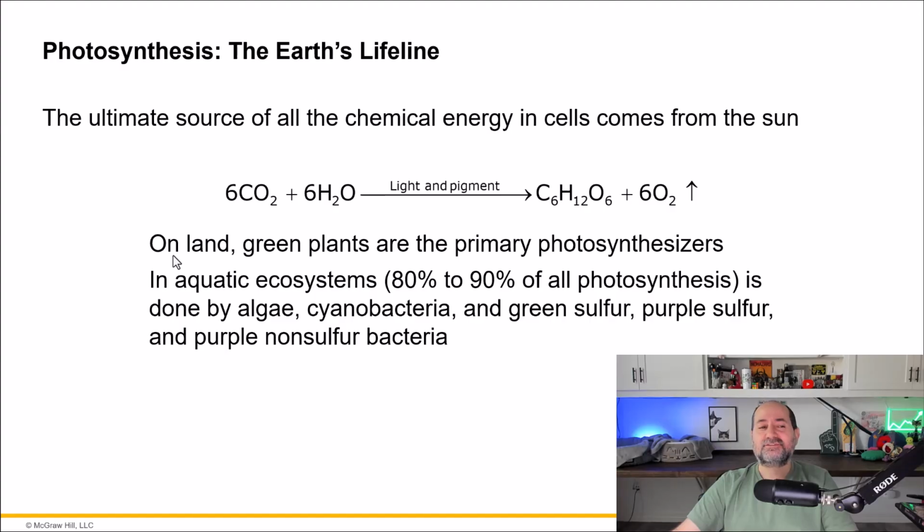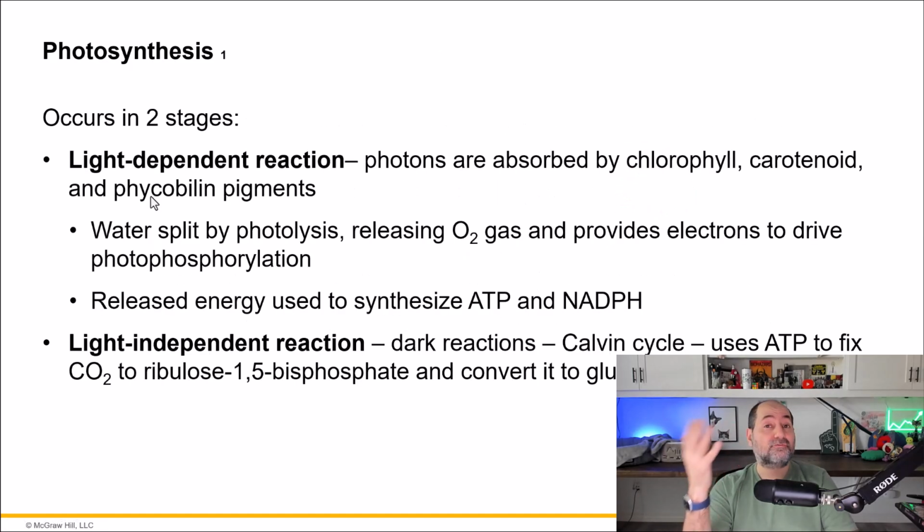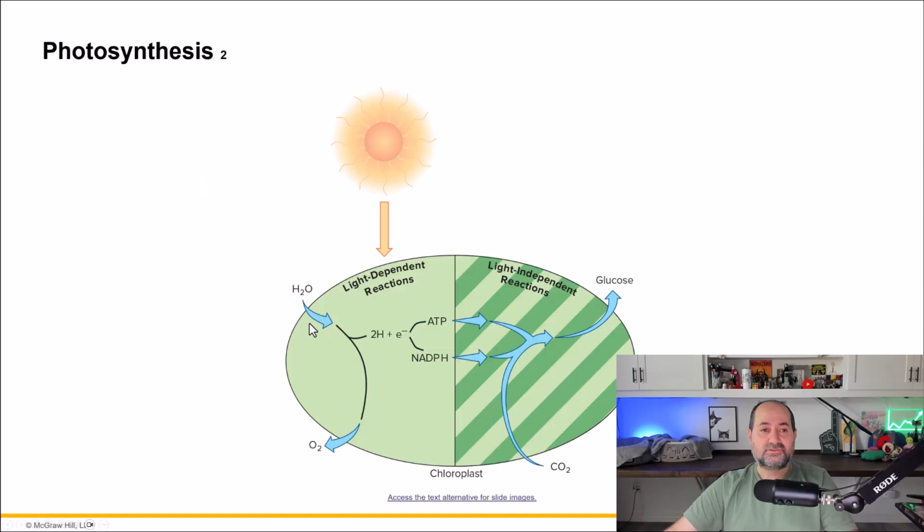And then photosynthesis. You should know the equation for photosynthesis. Remember that CO2 plus water and light are the reactants, and the products are sugar and oxygen. You should know that there are photosynthetic bacteria as well as photosynthetic eukaryotes, which include the algae as well as the plants and trees. And all of them do the light-dependent reactions and the light-independent reactions.